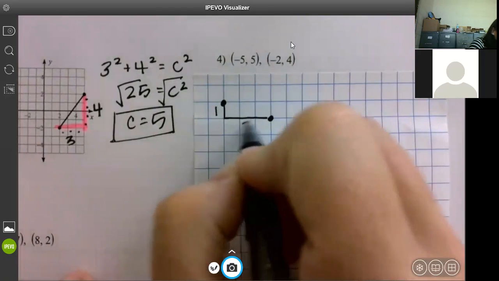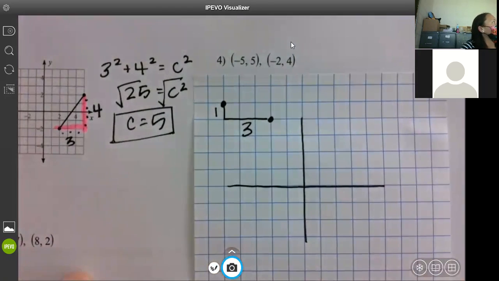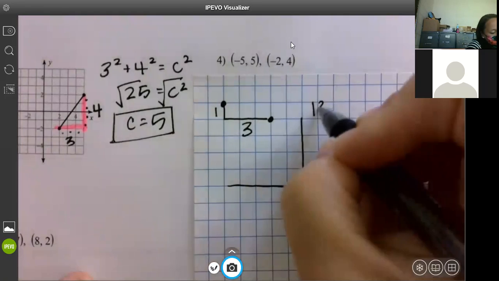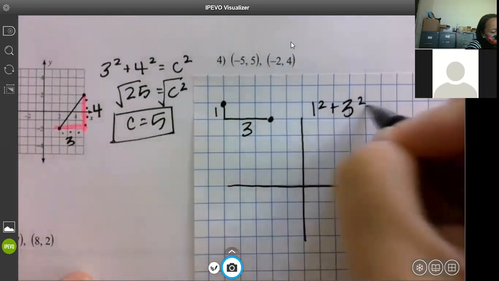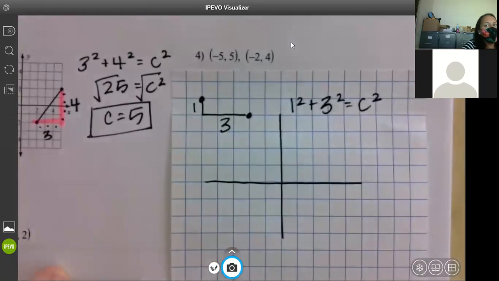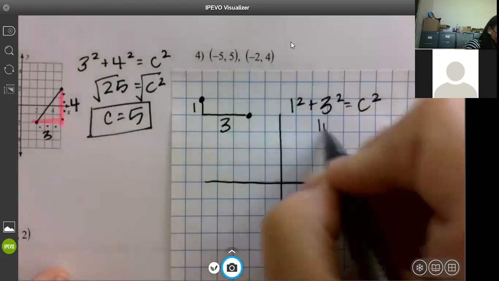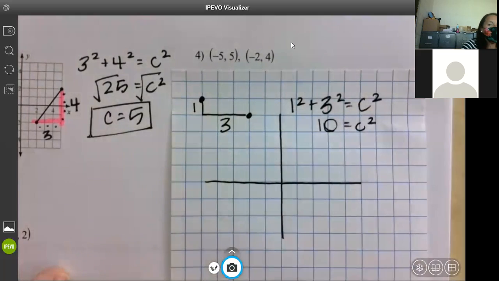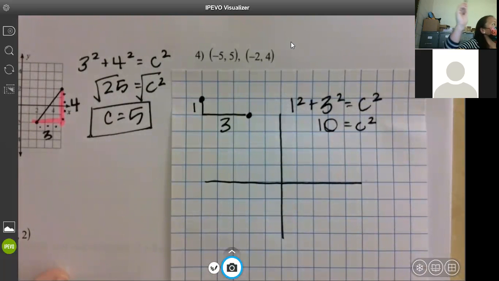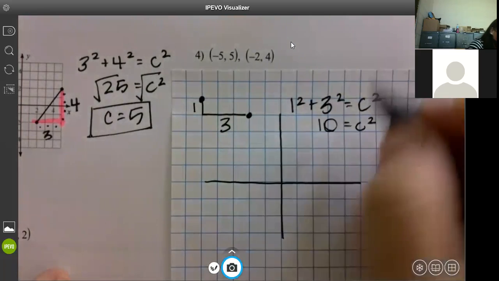So if I graph those, I can do my rise and my run. My rise was 1. My run was 3. So then I can do 1 squared plus 3 squared equals c squared. What is 1 squared plus 3 squared? 10. What's the next step? What do I do now? How to finish it? Take the square root. If you draw it in the air, whatever. Yeah, take the square root.